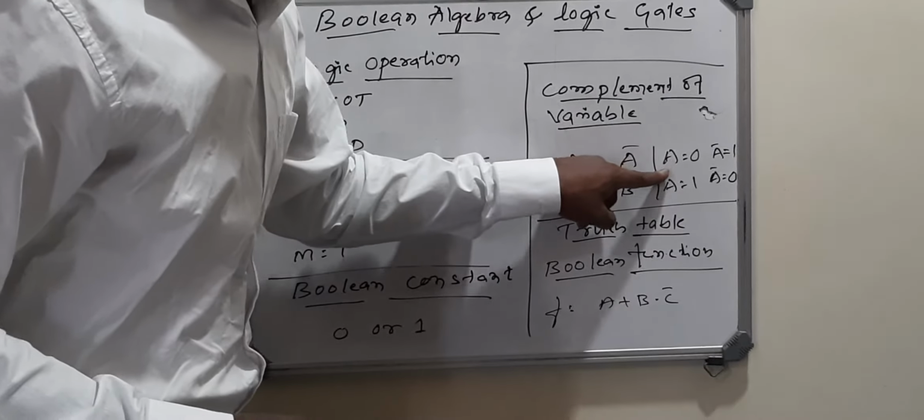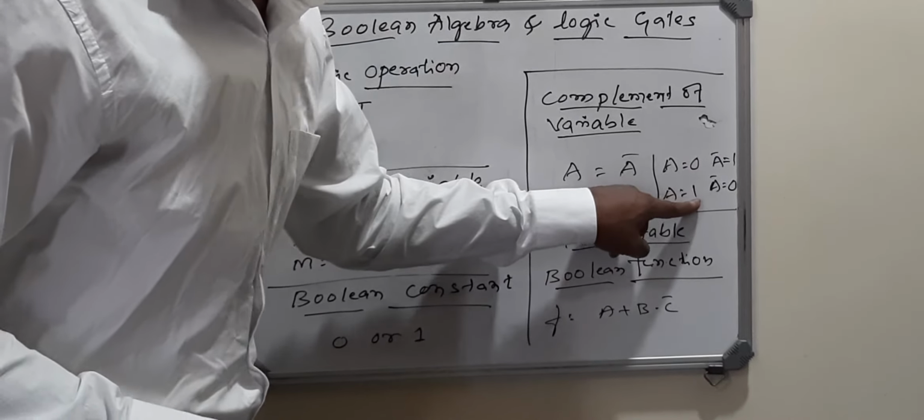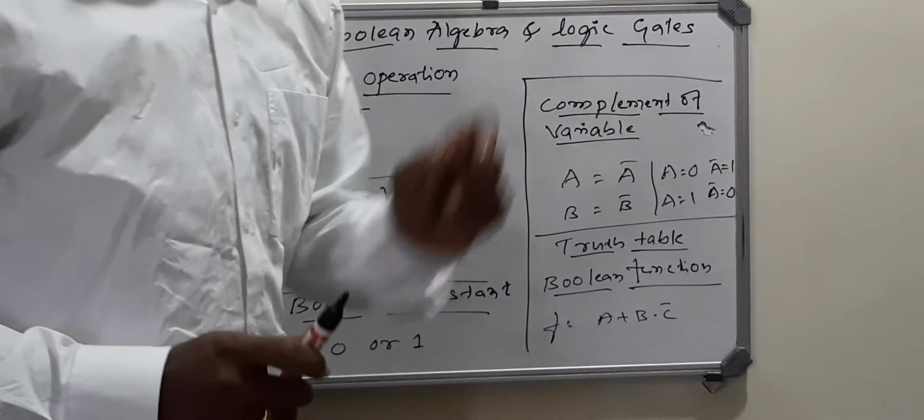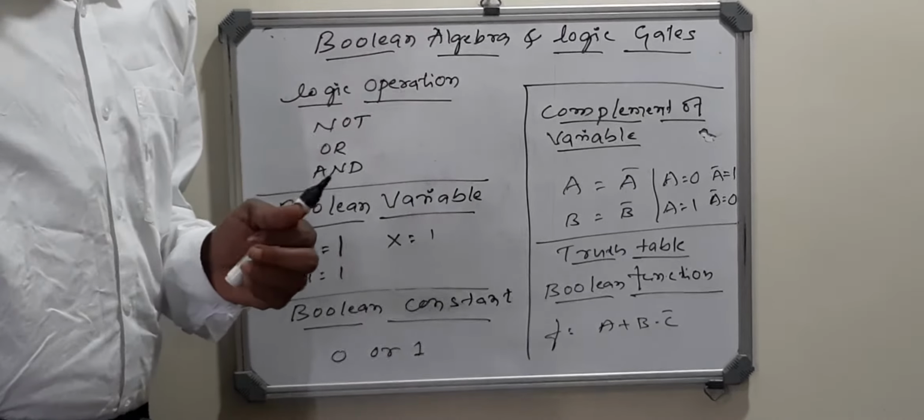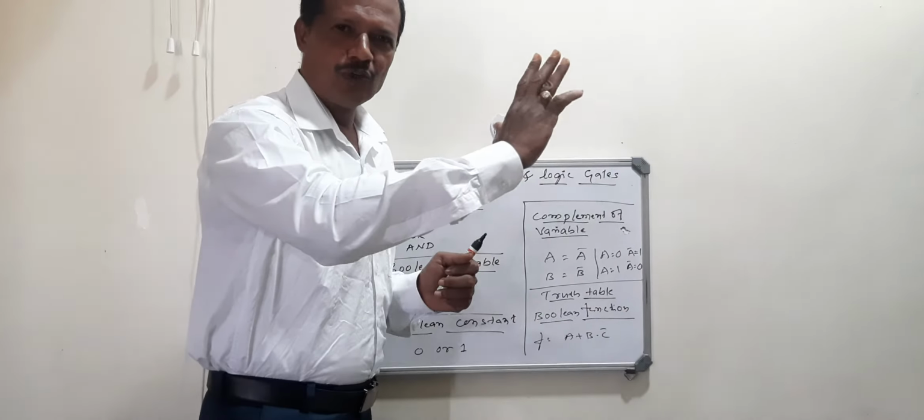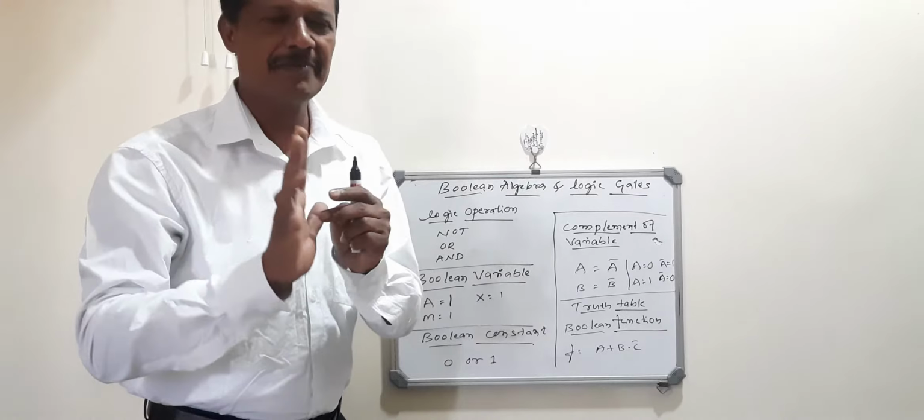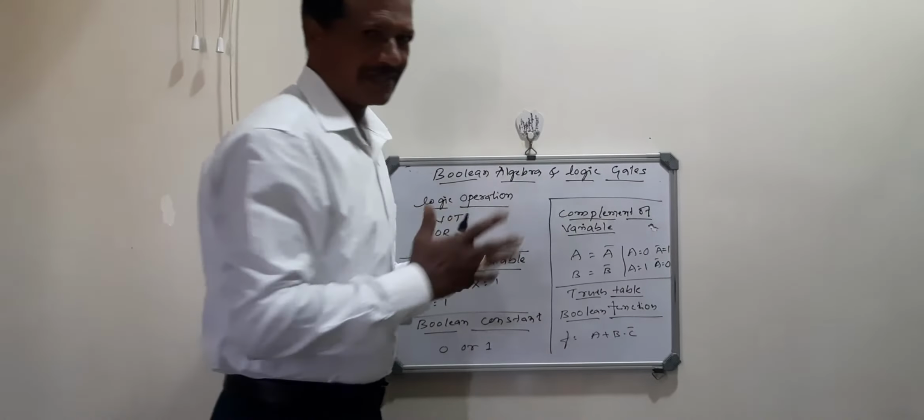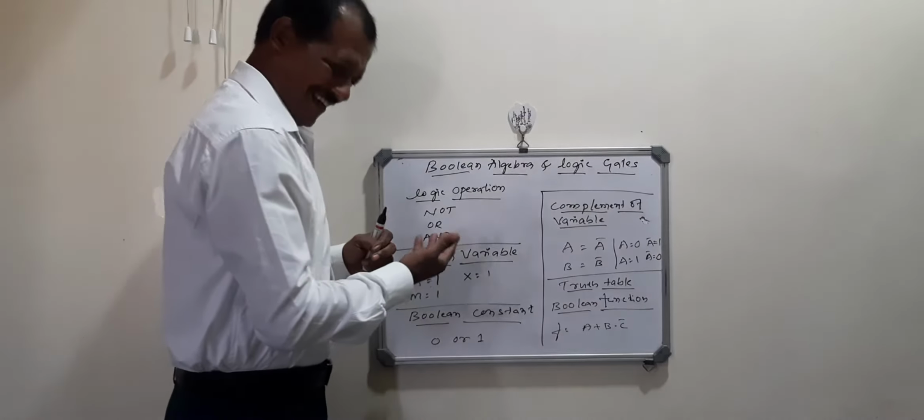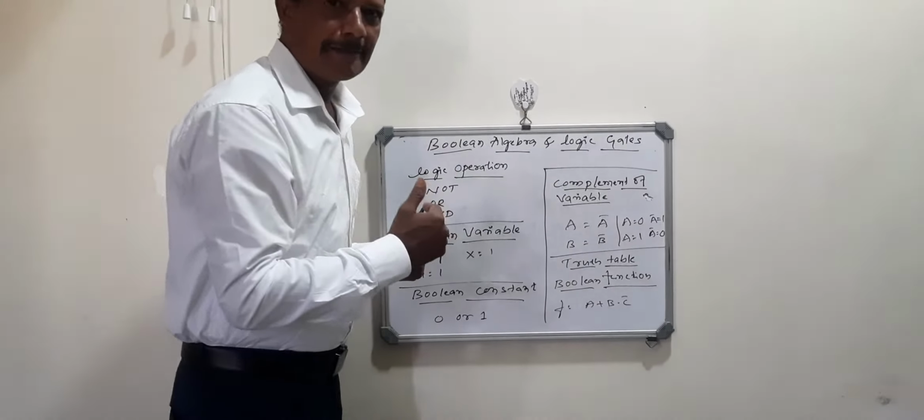So here I have given example. A is equal to 0, a bar means how much? 1. So a is equal to 1, a bar becomes 0. What is complement? If a variable was connected to ground, connect it to +5, and if it was connected to +5, connect it to 0. To represent this in an equation, they use complement of variable. What is a variable? It's having some value, it's having some Boolean value in Boolean algebra.